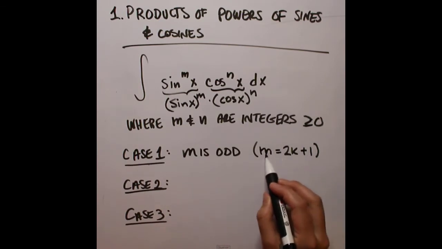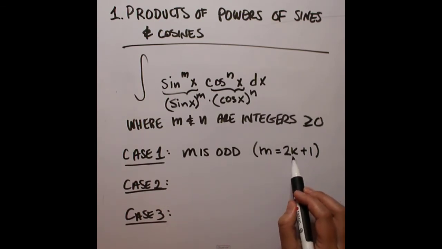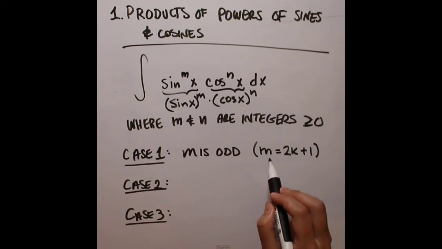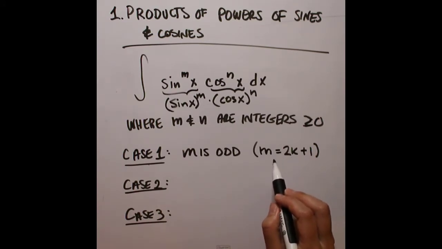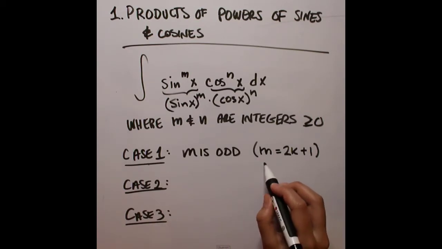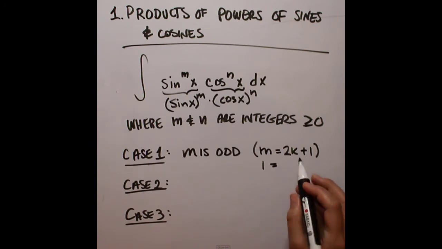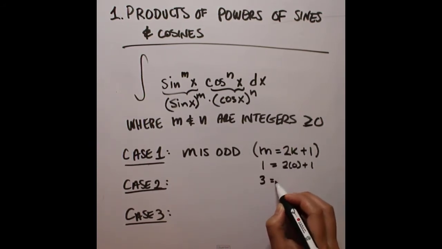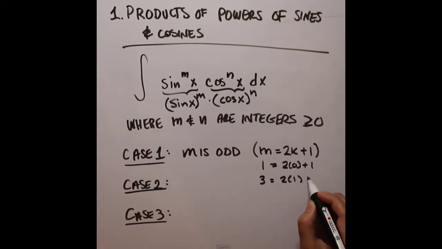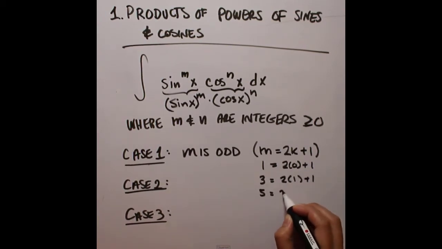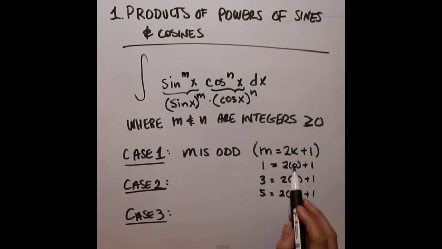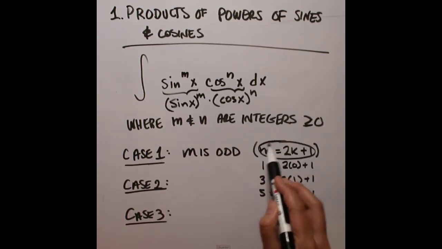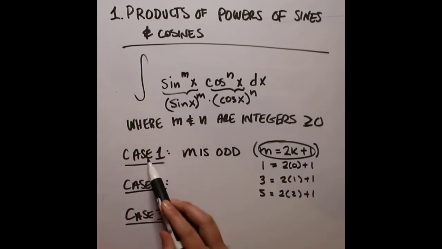So if you've never seen this notation before, just think about it for a second. Any odd number can be written like this. So let's just go through 1, 3, and 5, the first few positive odd numbers. You don't have to write this part, just think about it. So 1 is 2 times 0 plus 1. 3, the next odd number, is 2 times 1 plus 1. 5 is 2 times 2 plus 1. So this is a generalized way to write any odd number. So that's going to be our case 1.